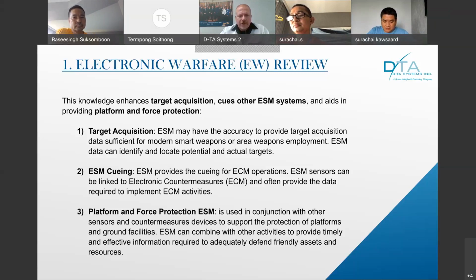Platform and force protection. ESM is used in conjunction with other sensors and countermeasures devices to support the protection of platforms and ground facilities. ESM can combine with other activities to provide timely and effective information required to adequately defend friendly assets and resources.